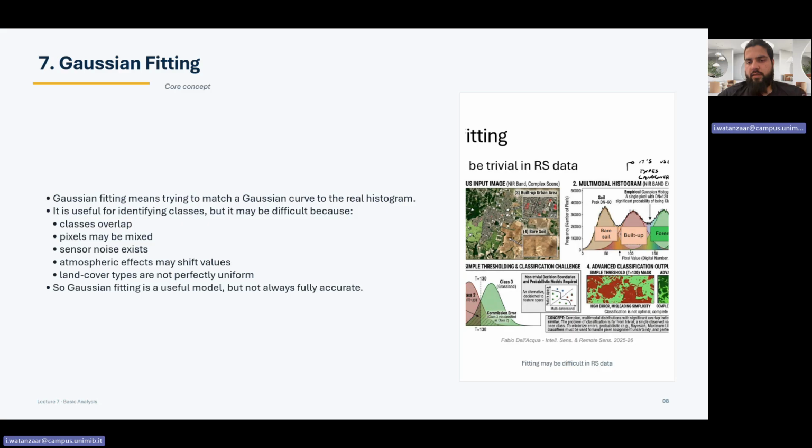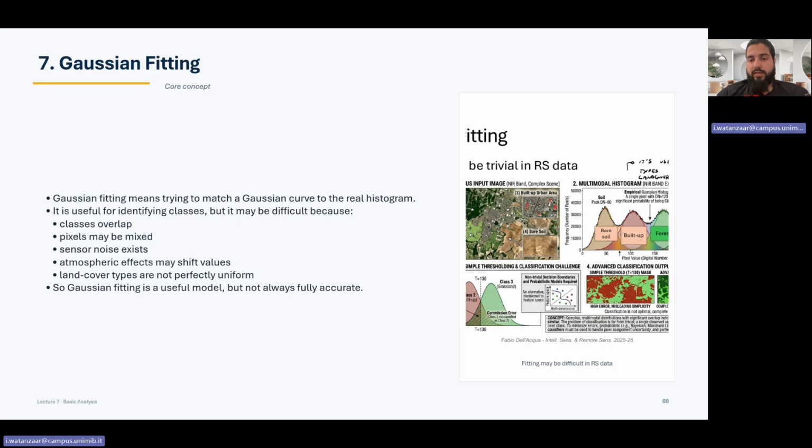In this example we can see on the right side that certain classes can overlap each other, so matching the Gaussian fitting to the real histogram or Gaussian curve is still difficult for some of the reasons given, like the classes overlapping and pixels being mixed. Nearby pixels can also be mixed, because there is a high chance of it given the near neighboring pixel values, due to the spatial characteristic or spatial continuity.